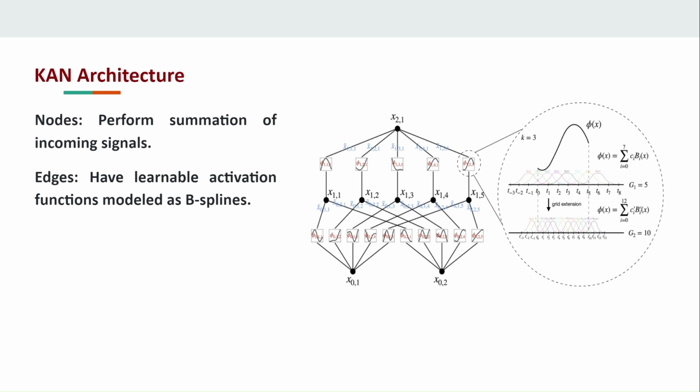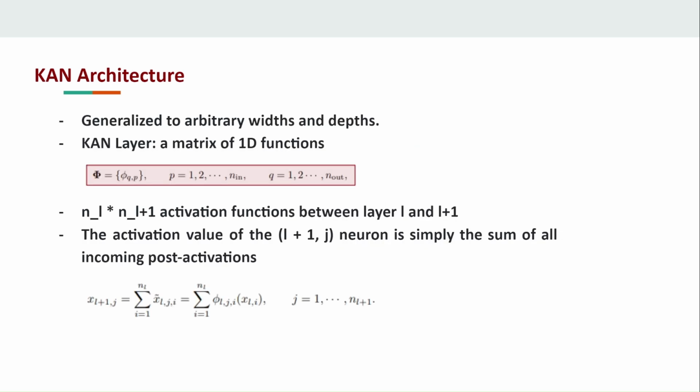But then to be able to build a neural network with this, we first need to define what a layer is, so that we can stack these layers one on top of the other to get deeper networks. A KAN layer with n_in dimensional inputs and n_out dimensional outputs can be defined as a matrix of 1D functions. So we have this matrix phi, which has all the 1D functions that we need to learn to be able to go from one layer to the next. So that is going to be the KAN layer that we are going to learn.